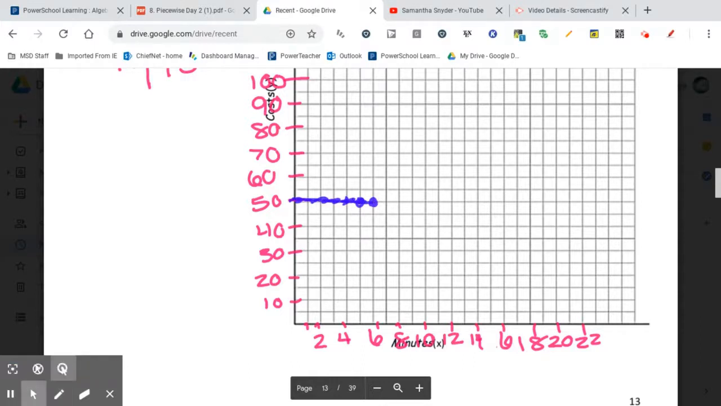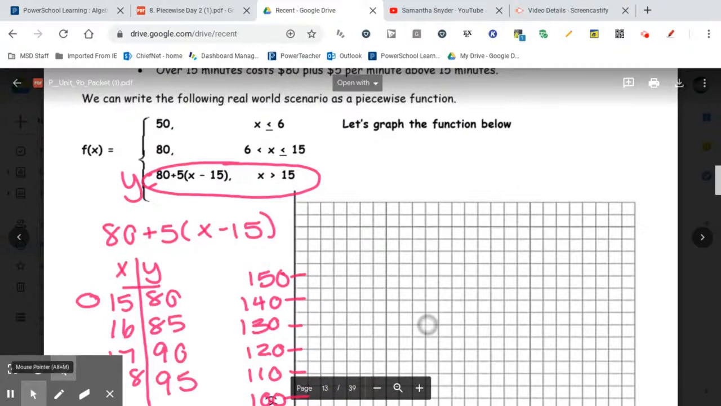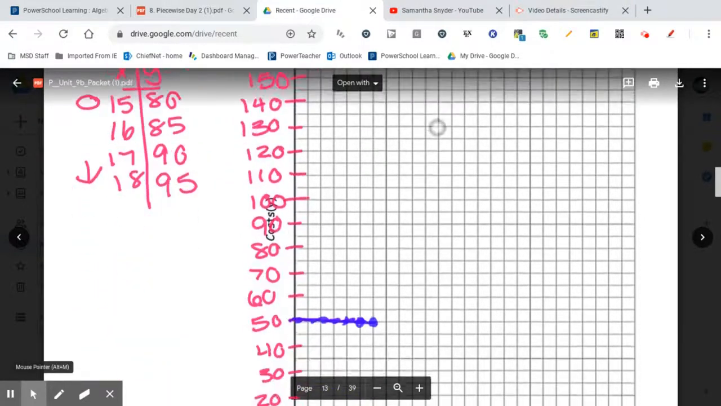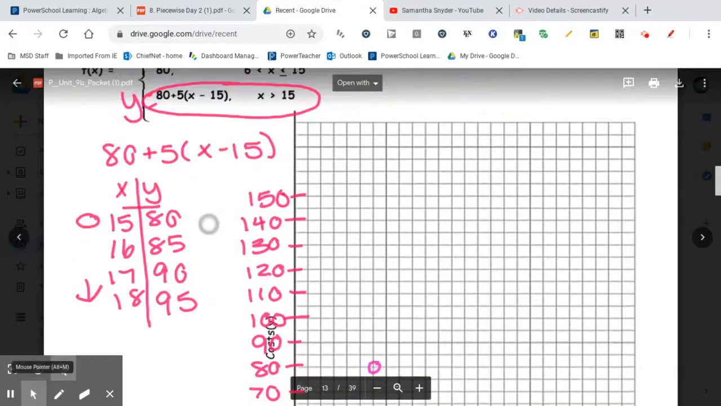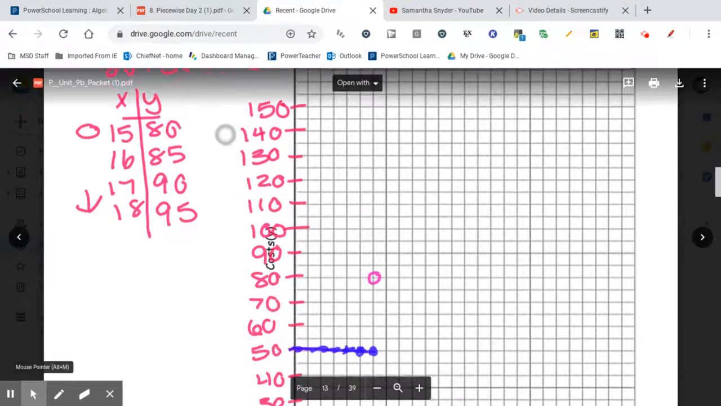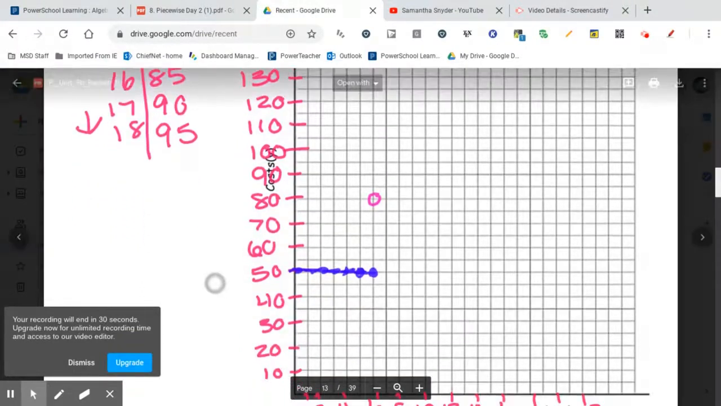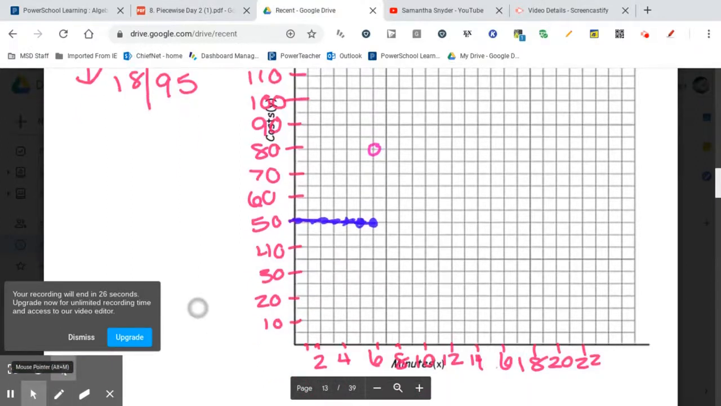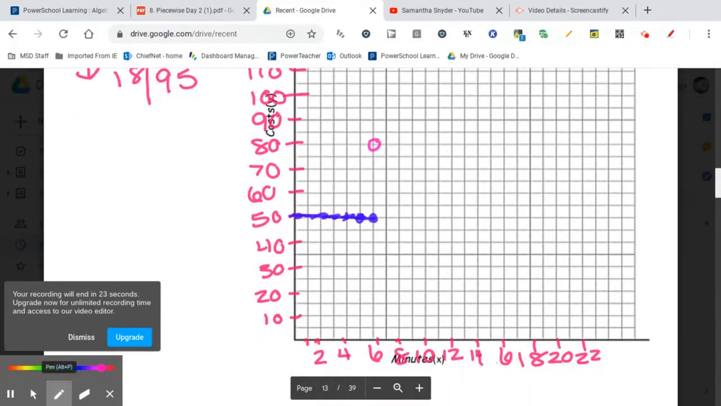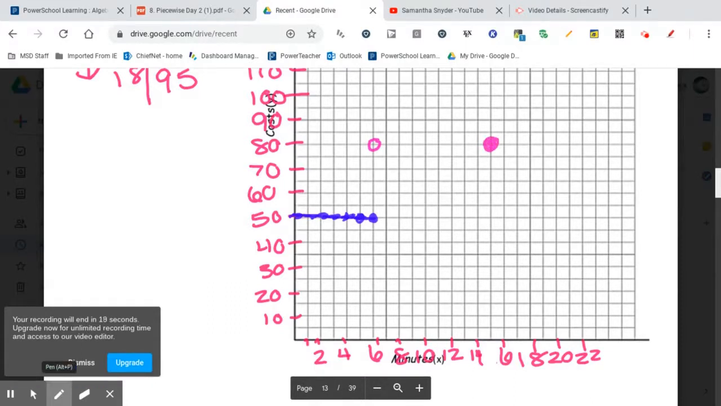Okay, and then our next function is 80 from 6 to 15, 6 being an open circle. So at the value of 6, I'll use a different color here. You're going to be at 80 and with an open circle, and that's going to be all the way up until 15 with a closed circle. So we're going to go to 15, and we're going to put a closed circle there. And we'll attach those points.